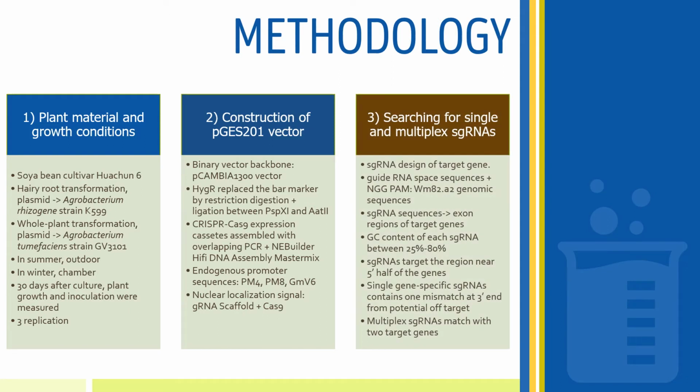Third, searching for single and multiplex sgRNAs for sgRNA design of target genes. Guide RNA spacer sequences with NGG PAM were identified based on genomic sequence. They were filtered using the criteria that the sgRNA sequence is localized to the exon region of the target gene. Next, the GC content of each sgRNA should be between 25% to 80%. The sgRNA should target the region near the 5' half of the gene. Last, single gene-specific sgRNAs contain one mismatch at the 3' end to prevent potential off-target effects, while multiplex sgRNAs match two target genes.